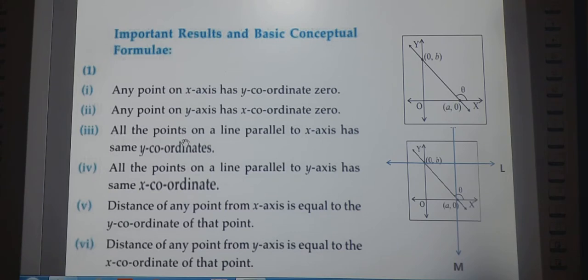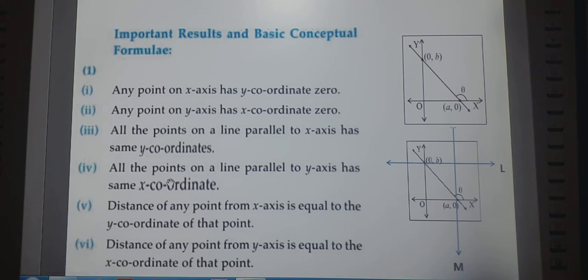Third point, all the points on a line parallel to x-axis have the same y coordinate. That means when we consider a line parallel to x-axis, see this second diagram, and we consider here line L. When this line L is parallel to this x-axis, then when we consider a point on this line, in that time we have to consider y coordinate is the same.